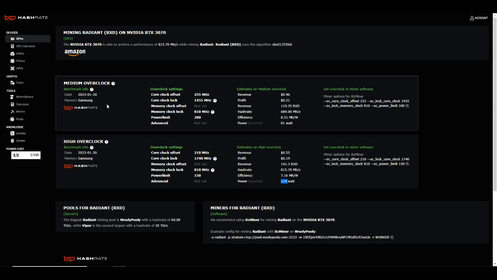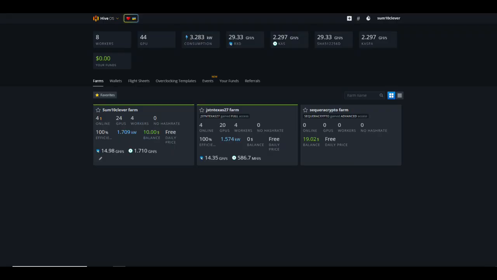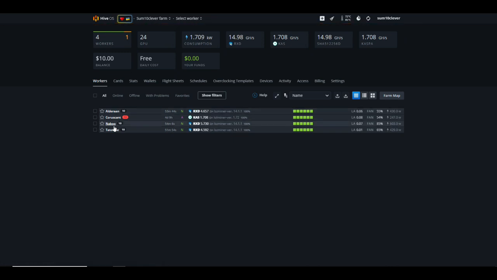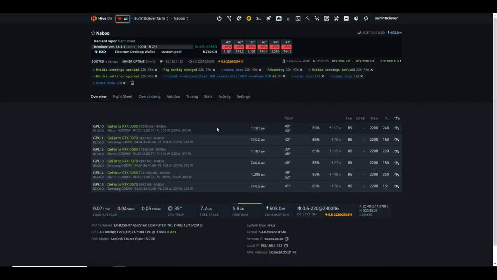Well, how does that compare to what I'm running right now? Let's take a look. So, single 3070, we're getting 744 megahash at 70 watts, which is considerably better than what hashrate.no is rocking at the moment.